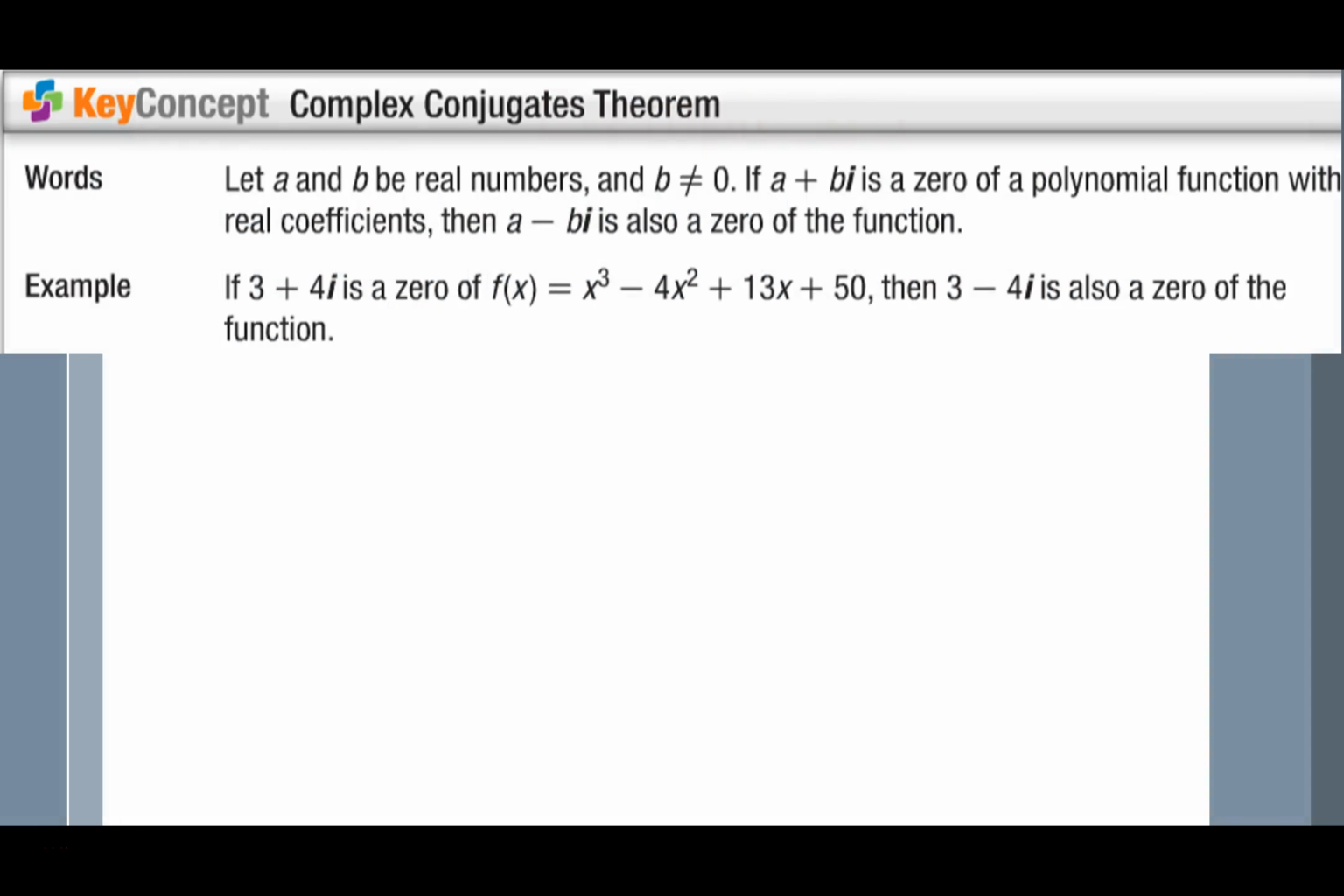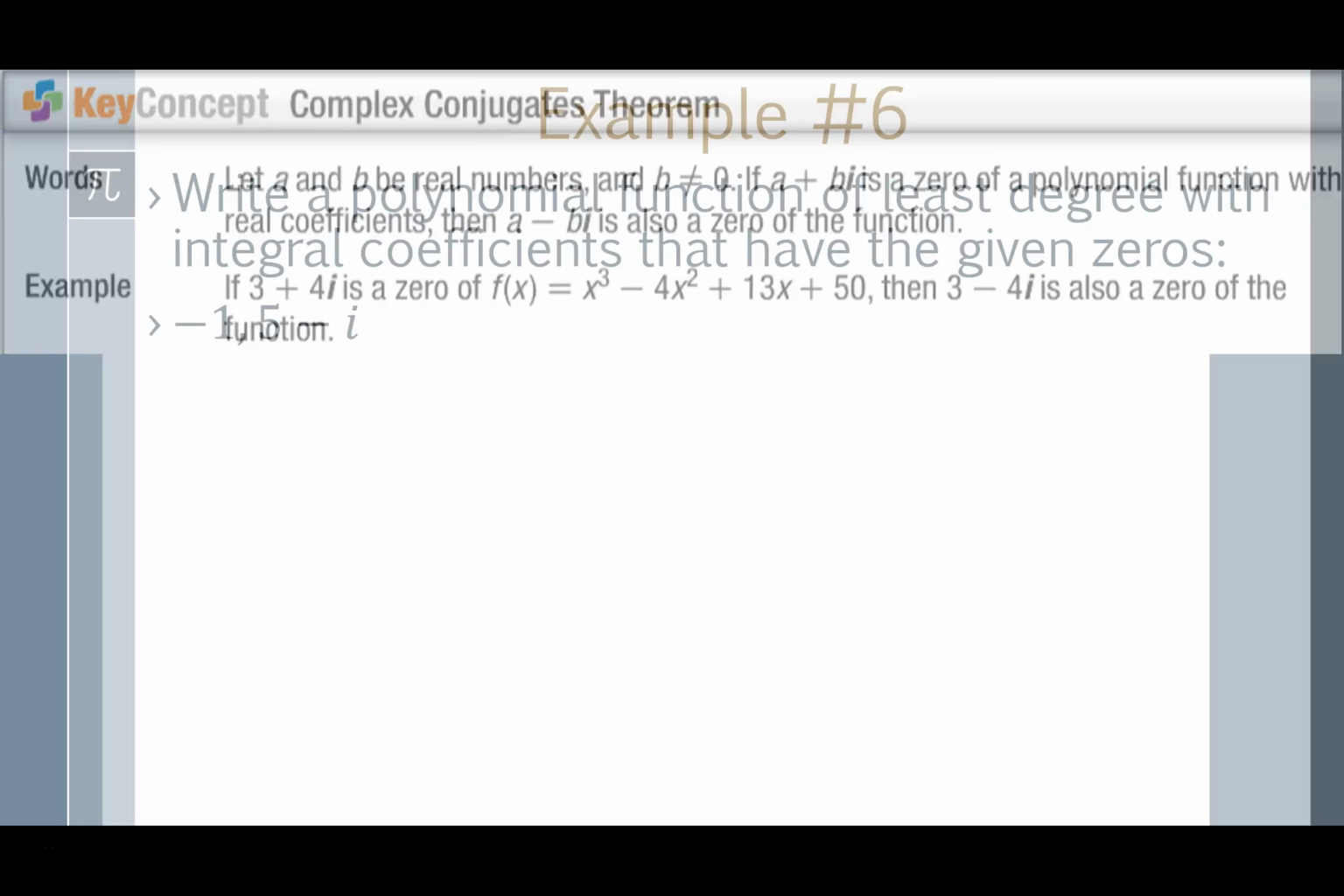Now, we were talking about just before the whole conjugate theorem idea. This is dealing with the idea that if we have an imaginary zero, we have to have its conjugate as well. We can't just have an odd number of imaginary solutions, because it will not give us a polynomial function that actually works out. So the example they use is if 3 plus 4i is a 0 of this f of x function, then 3 minus 4i has to also be a 0. And we'll use this idea to write out our polynomial functions themselves.